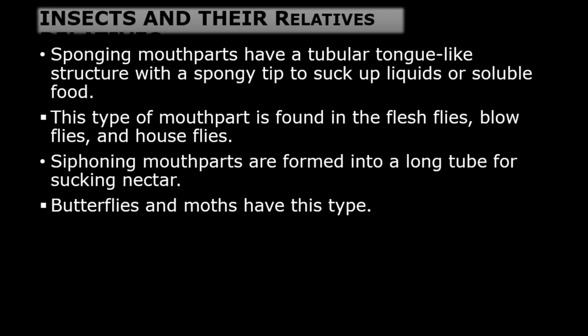Insects with these mouth parts are stable flies, sucking lice, bed bugs, mosquitoes, true bugs, and aphids. With insects and their relatives, sponging mouth parts have a tubular tongue-like structure with a spongy tip to suck up liquids or soluble food. This type of mouth part is found in the flesh flies, blowflies, and houseflies. Siphoning mouth parts are formed into a long tube for sucking nectar. Butterflies and moths have this type.